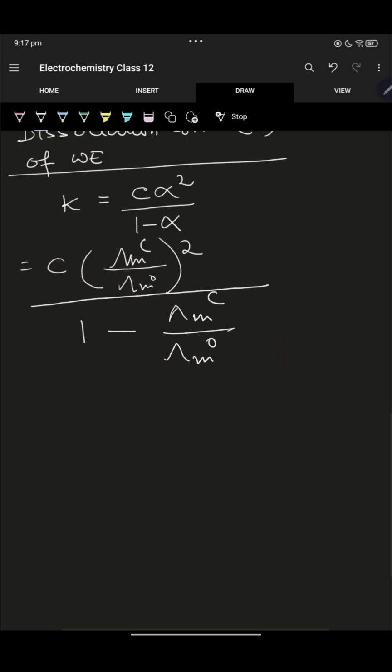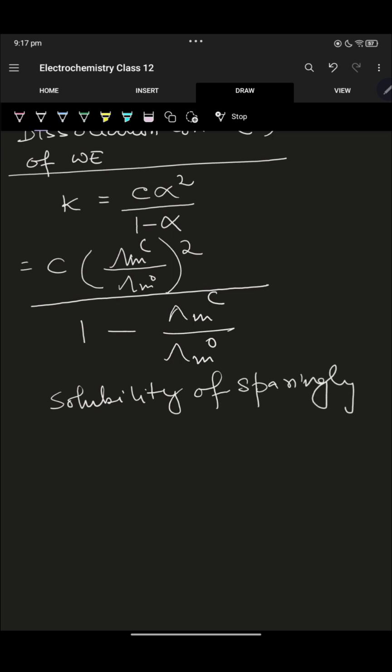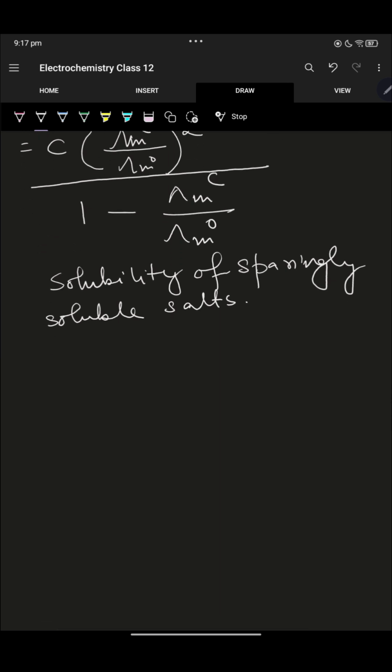Another application is the determination of solubility of sparingly soluble salts. What are sparingly soluble salts? Sparingly soluble salts are those salts which are partially soluble, not completely soluble. We know lead salts are partially soluble. There are many other salts which are partially soluble. For them, we can find the solubility using this formula.